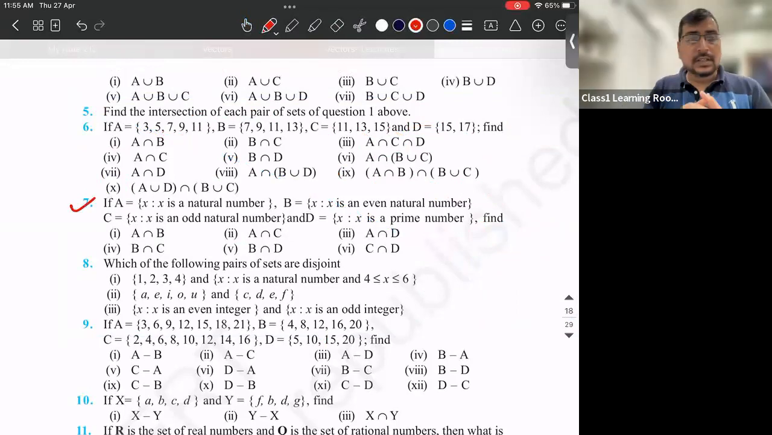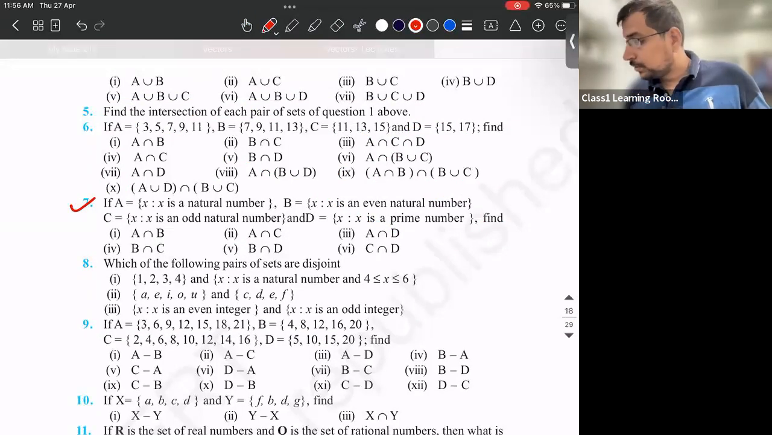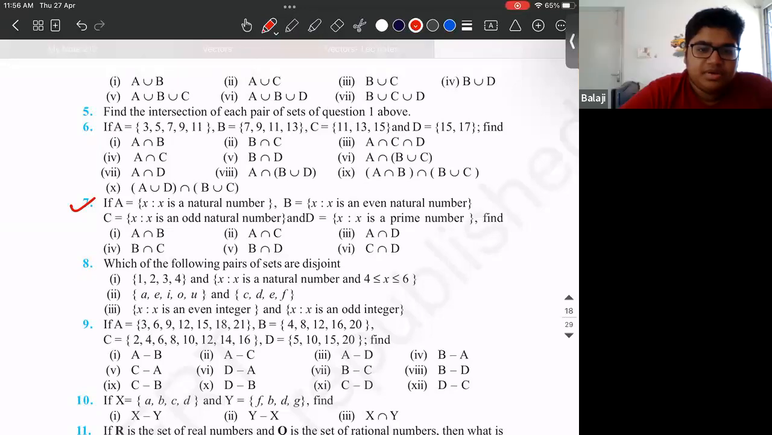Seventh one. A is equal to x such that x is a natural number, and B is equal to x such that x is an even natural number. C is such that x is an odd natural number, D is such that x is a prime number. Okay. So I think Balaji, it's your turn, right? Yes, sir. So tell me the sets first.